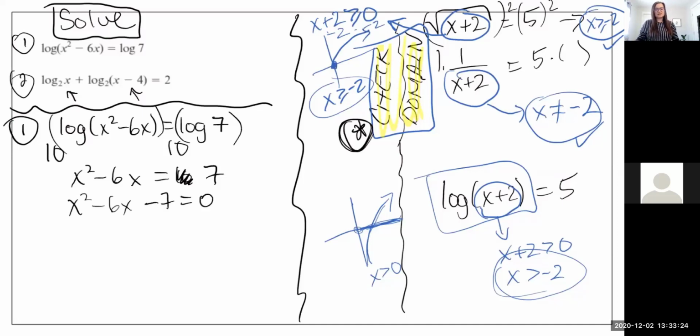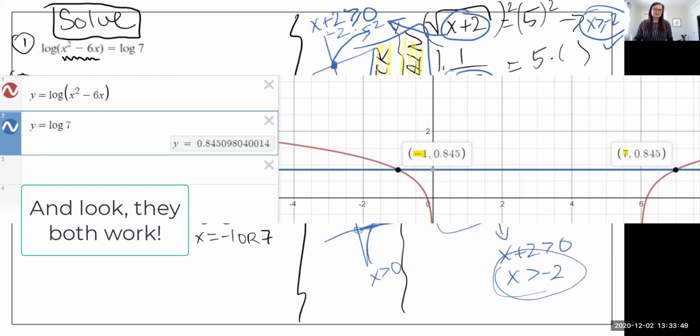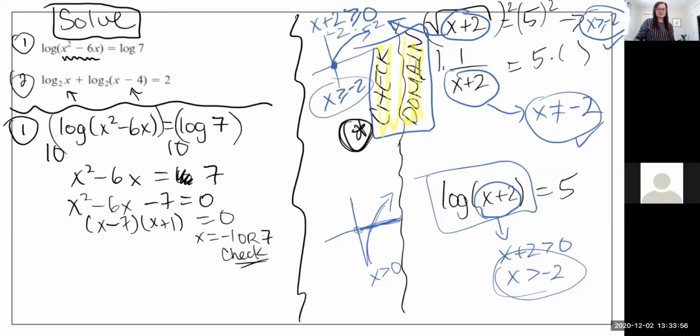It's a quadratic that I need to factor. Does this factor nicely? I think so. So x is either -1 or 7. Now, I needed this inside to be definitely positive. So I can double check that those both satisfy that. So just make sure you go back and check, because it's possible that if it makes it negative, then there's a problem.